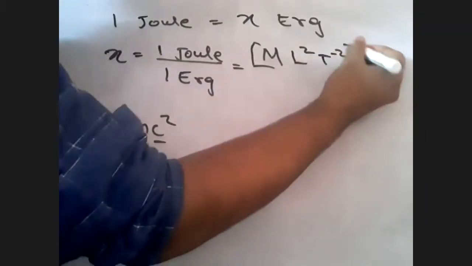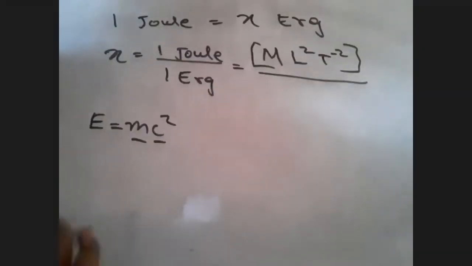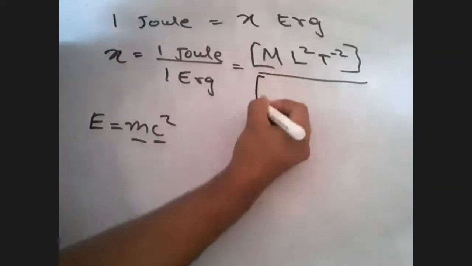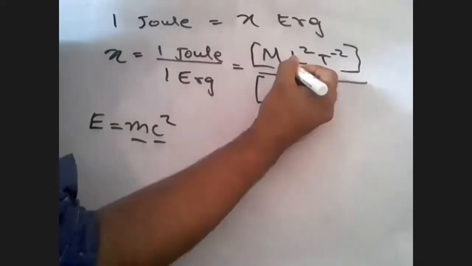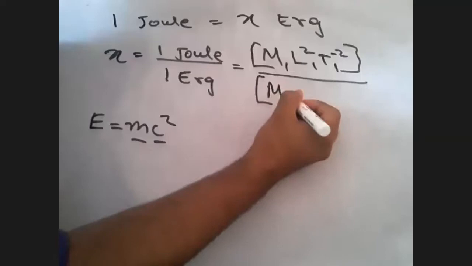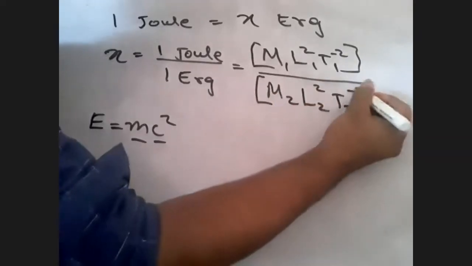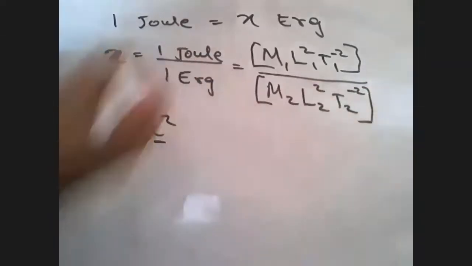This is what we will get upon 1 erg. Now 1 erg will be what? Since I spoke about homogeneity, we spoke about the principle of homogeneity, that is LHS should be equal to RHS here. So we will get quite the same dimension over here. Let's call this M1, L1, T1. So in this case, it will be M2, L2 square and T2 raised to minus 2, isn't it? We will get this.